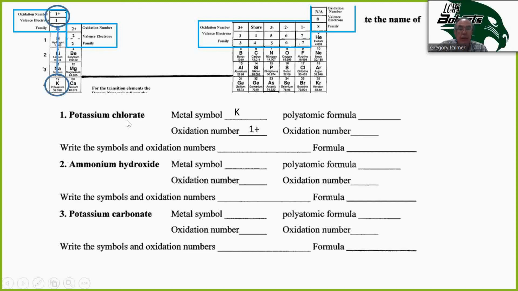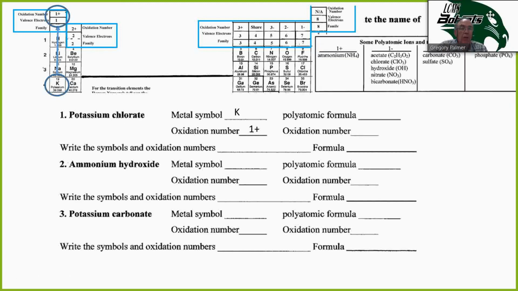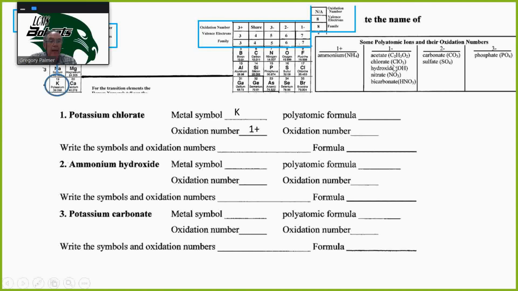We're going to find chlorate. So over here in this table, it's ClO3, and it has an oxidation number of 1 negative. So we're going to write the ClO3, and we're going to think of this whole thing just like it was an element symbol. This is one thing. We leave it in the parentheses. We don't touch anything about it, just like you didn't mess with the element symbols. It has an oxidation number of 1 minus.